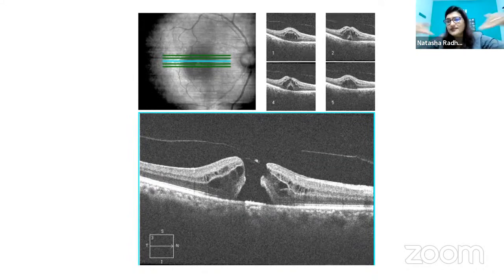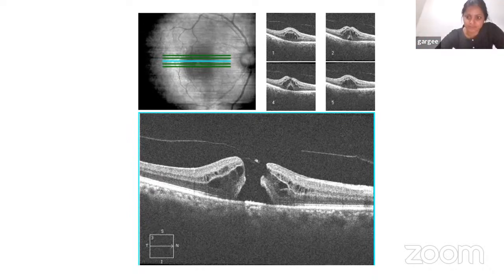So what kind of traction should be there for that? Tangential traction, exactly. So it's because of a tangential traction that is developing at the fovea that this splitting of the retina occurs and the macular hole occurs.